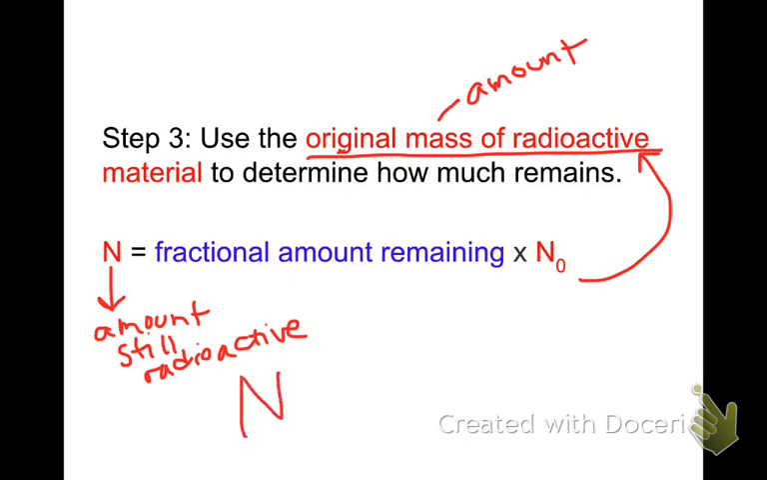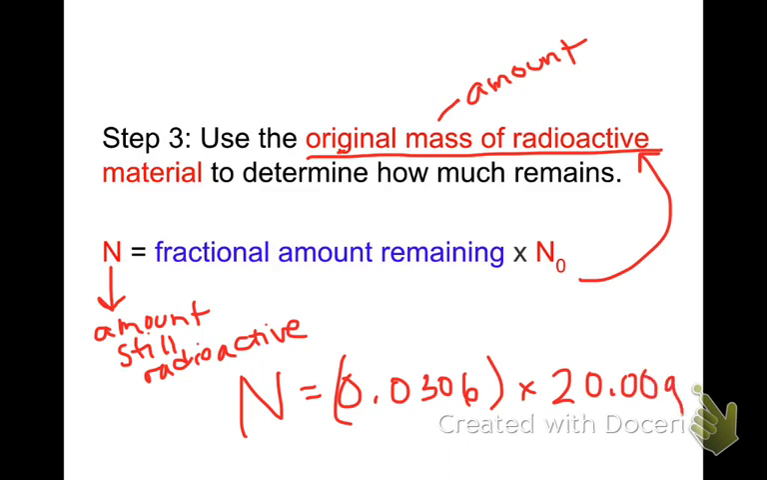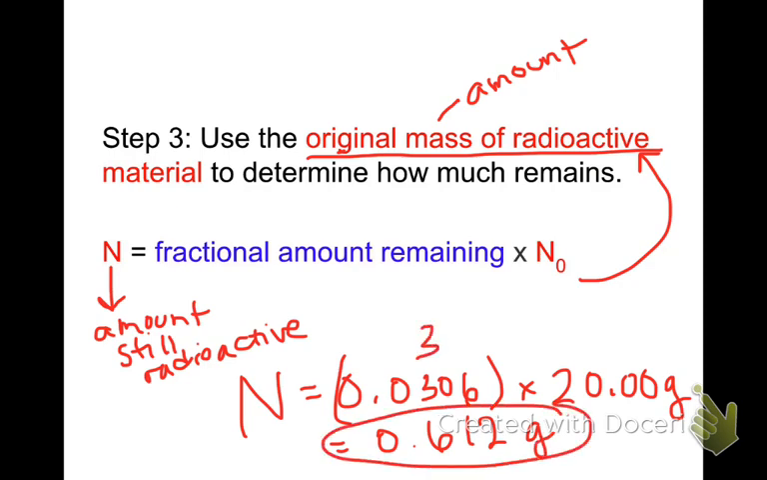So in this case, the amount that's still radioactive is equal to that 0.0306 we just got from the last step, and we're going to multiply that. I don't have the question right in front of me, but hopefully you wrote it down: the original mass of strontium-90 that was radioactive was 20 grams. If I multiply those two together, I get my answer, which is 0.612 grams. And again, I'm using 3 sig figs because I have 3 here and 4 here.